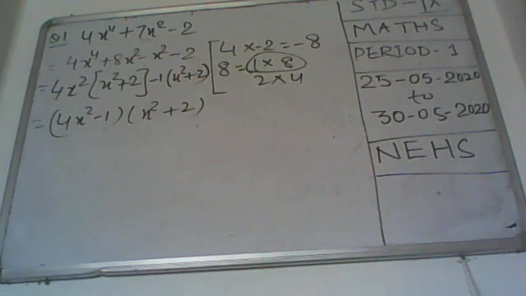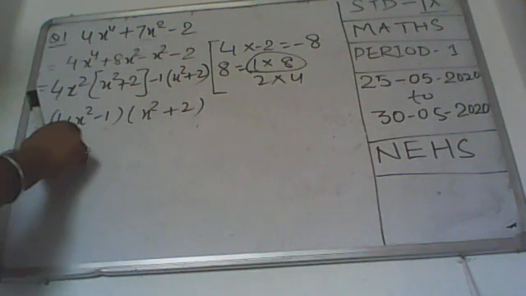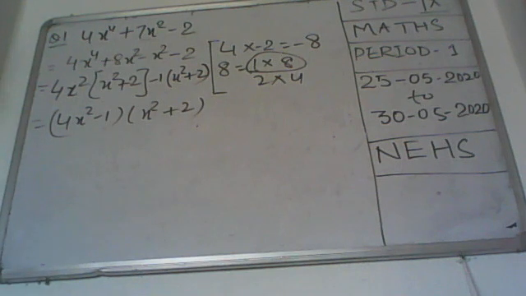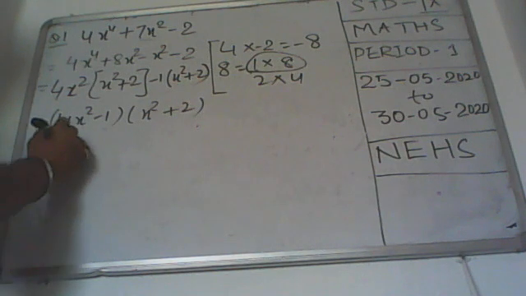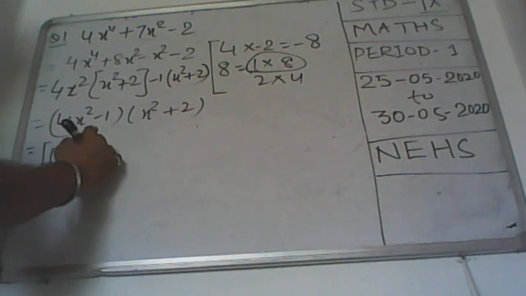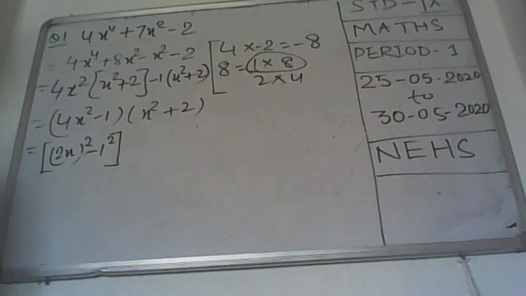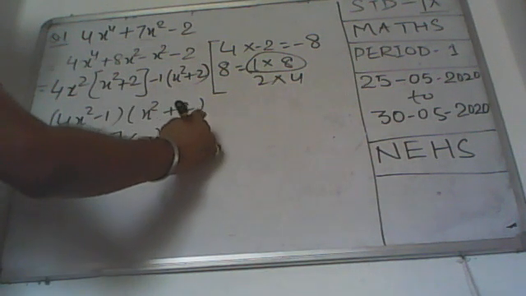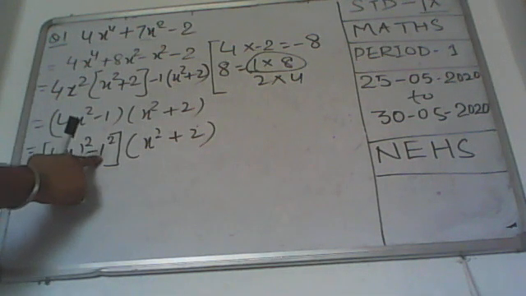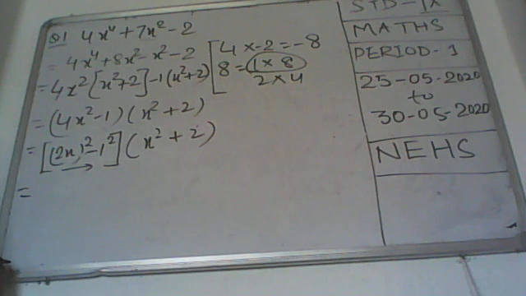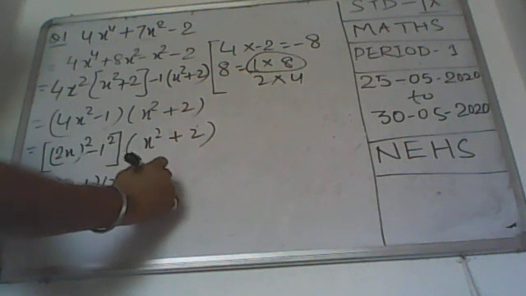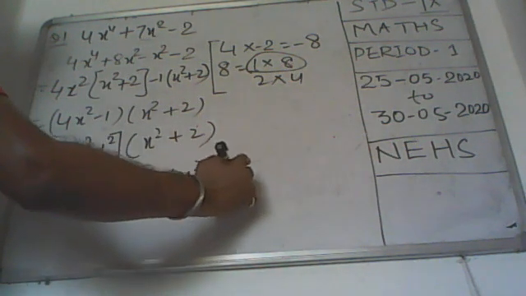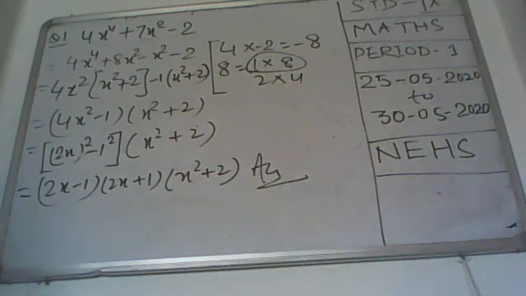This may be your answer, but we see here that this 4x square minus 1 can further be factorized by the difference of squares method. So this can be written as 2x whole square minus 1 square, and x square plus 2 is as it is. Now see, this is a square minus b square, so this will become a minus b, a plus b, and the other factor is the same. So this is the second type of question that you can solve here.